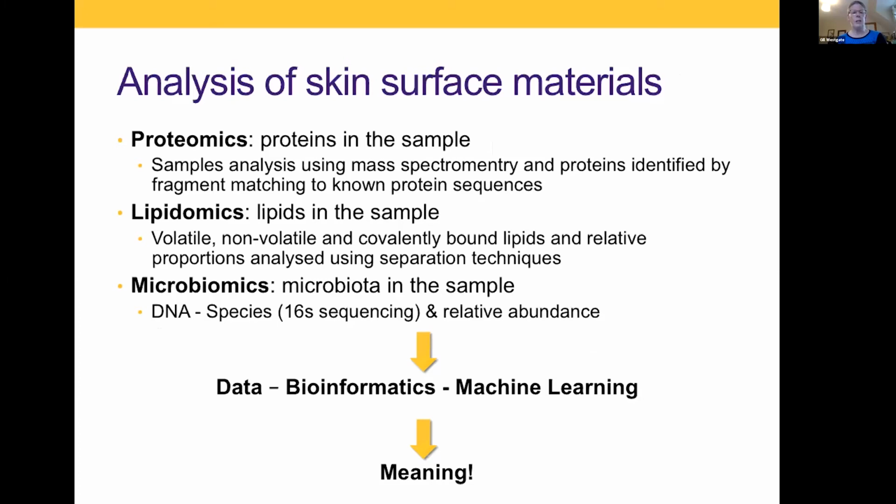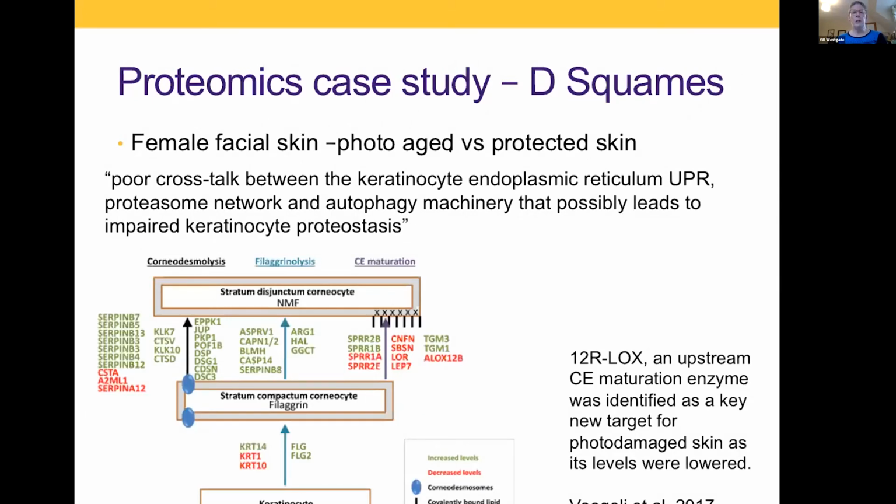So a few case studies. For proteomics, for instance, using these frames, a group have looked at female facial skin, looking at the photo-aged versus the photo-protected. So that's looking at the cheek versus the bit of skin behind the ear, which is generally photo-protected. And this is the result of the analysis they get.